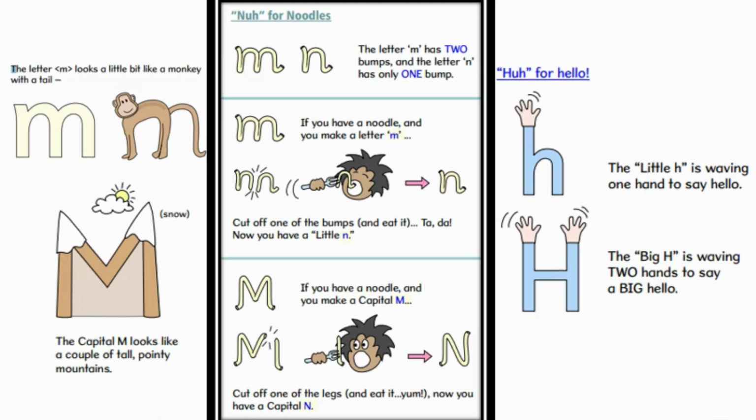Then the other letter which we learned is H. What is the sound of H? For hello. Can you wave your hand to say hello? So when you wave one hand, it makes the little h. And when you wave two hands, you make the big H. So the little h is waving one hand to say hello. The big H is waving two hands to say a big hello.